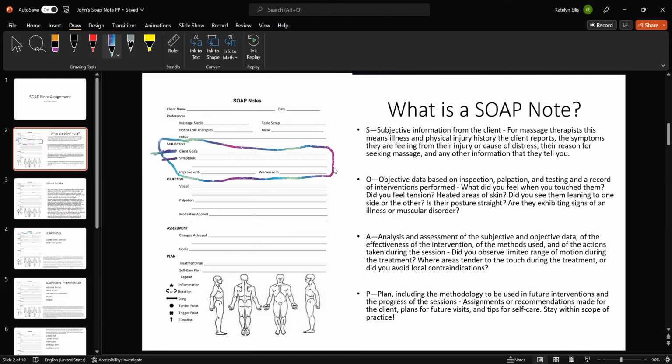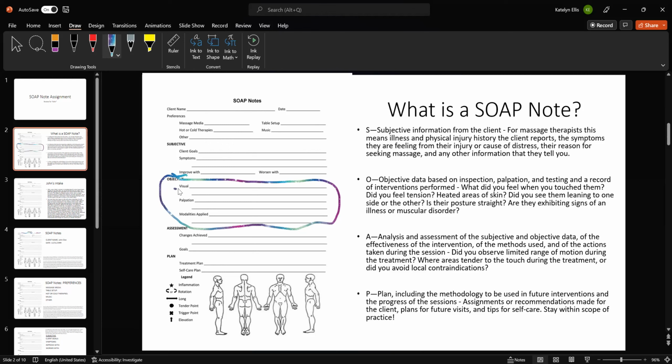The O in SOAP stands for objective. This is data that is based on inspection, palpation, testing, and your written record of the interventions that you performed. Okay. So you are going to be describing what you see, what you feel, and what you did to them. Just an objective observation. And you would put it over here in this section.